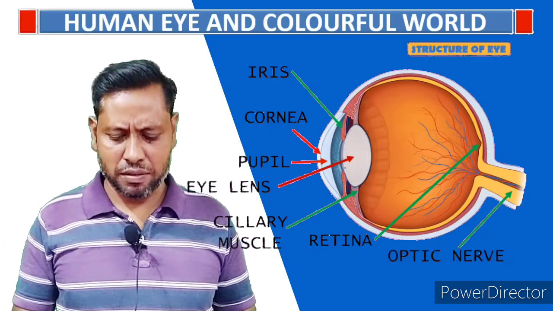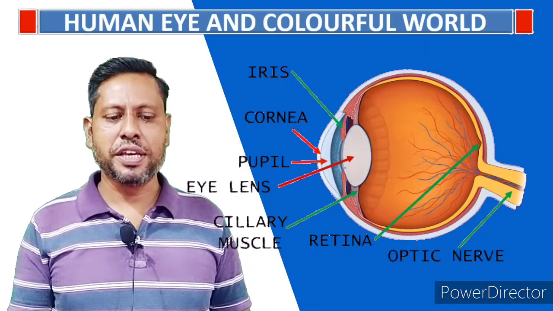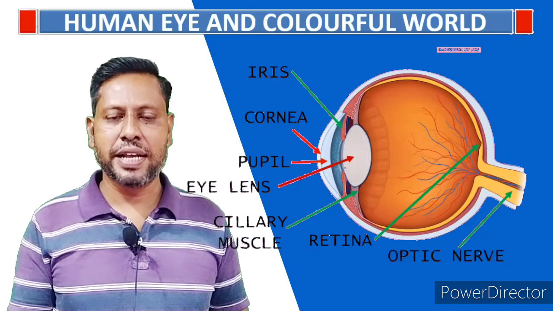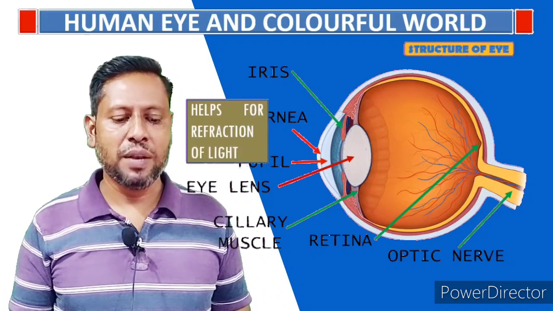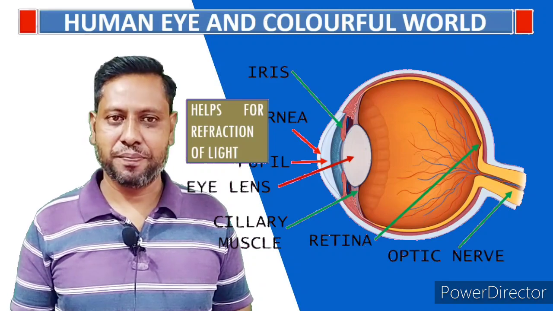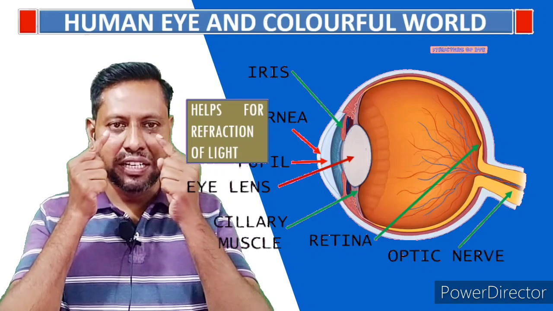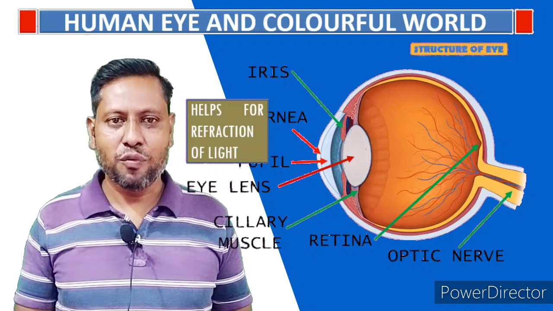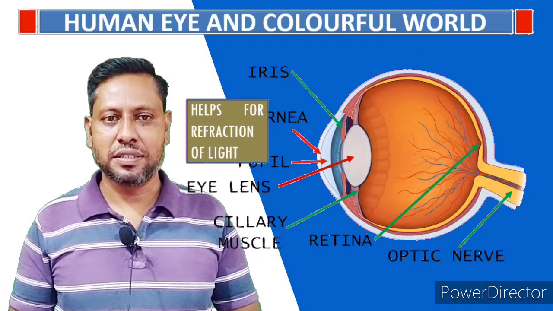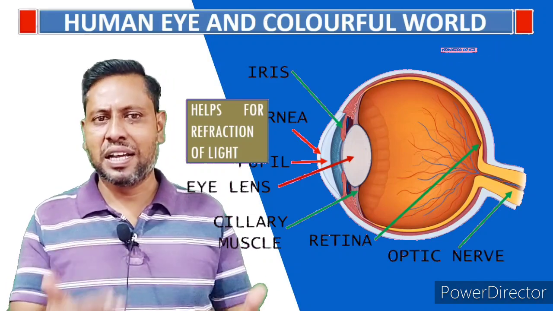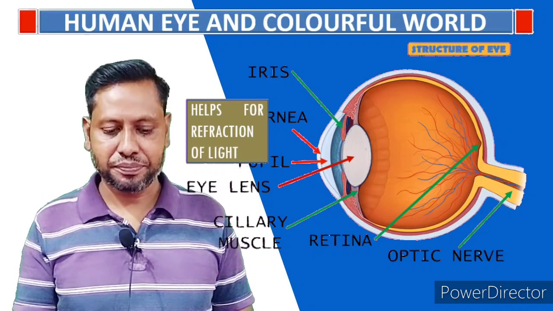Now let us take quickly the function of each and every part. First of all, I will talk about the cornea and the pupil. You can see in the diagram itself. The function of the cornea and pupil is to help with refraction of light. Whatever light is coming from the objects basically enters our eye, and then we are able to see and identify the things. So to guide and refract that light, these two parts are helping.